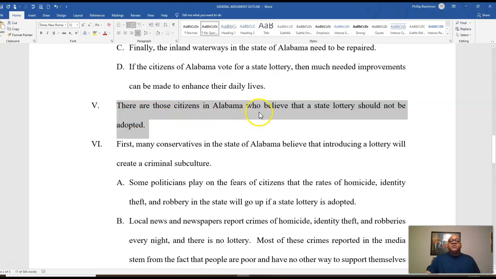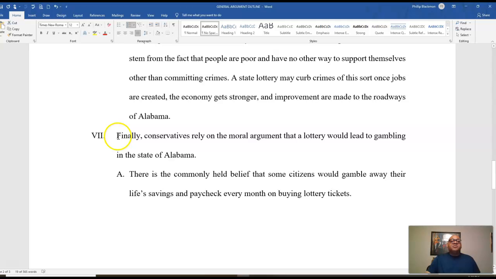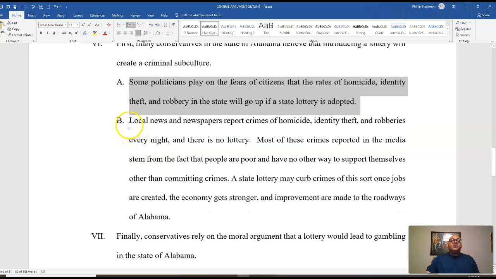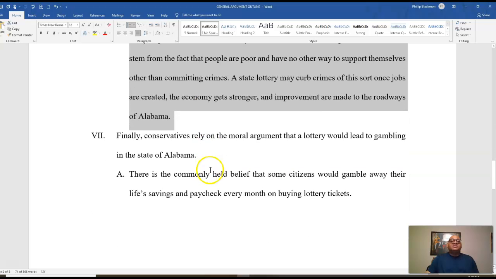Acknowledge there are people who disagree with you. Give me 2 of their reasons. Reason number 1, Roman numeral number 6. Reason number 2, Roman numeral number 7. Support them with A. And again, I'm going to do a separate video on doing your support. And then refute. Shoot them down. Right? This is where their logic is, this is where they're wrong, and this is why they're wrong.